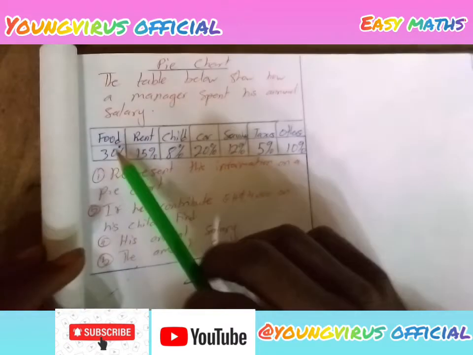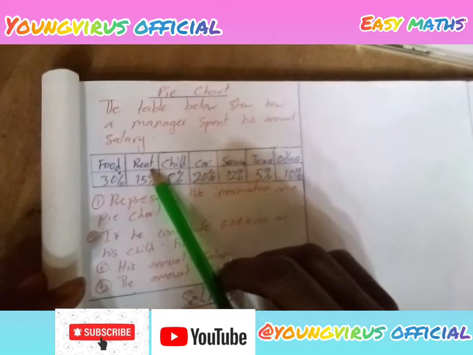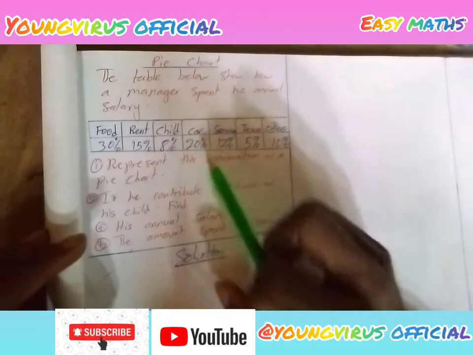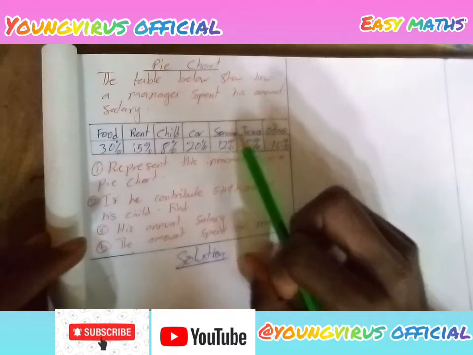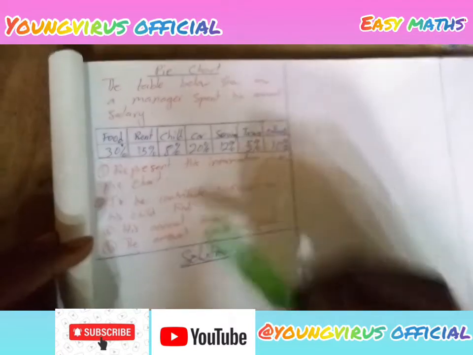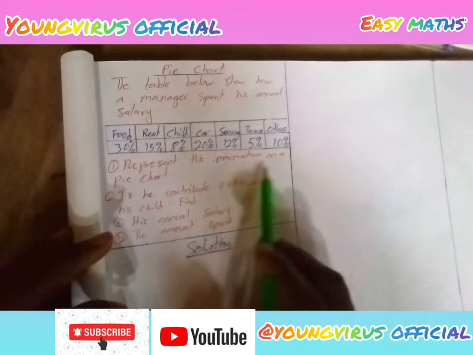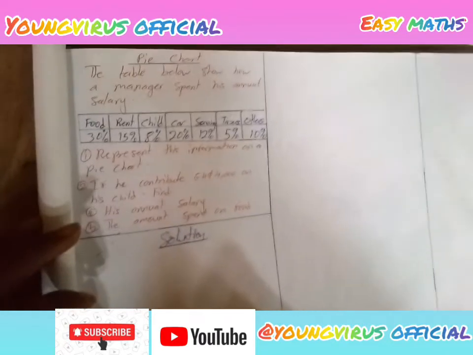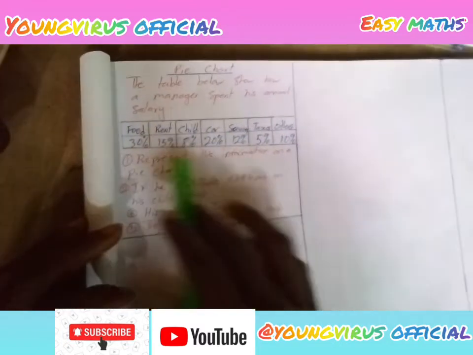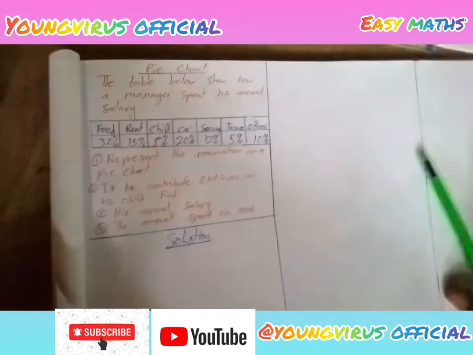the year. So we are being told that he spent 30% on food, 15% on rent, 8% on his child, 20% on his car, 12% for saving, 5% for taxes, and others was also 10%. That means others that they couldn't tell. The question first tells us to 1. Represent this information on a pie chart. So we are being told to what? Represent this information here. The information I'm given in a table should be represented on a pie chart. That is basically our topic for today.